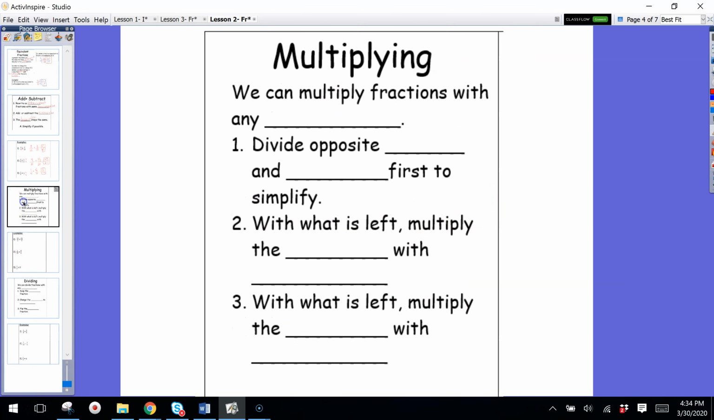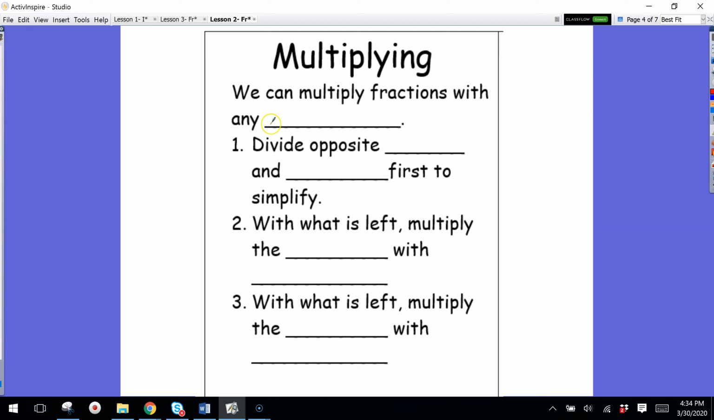Okay, now let's talk about multiplying. Multiplying is something that a lot of students come in and they know how to do it, but they do it the hard way. So we're going to talk about how we can do this a little bit easier. So first of all, you can multiply fractions that have any denominator. So we don't need a common denominator here because we're not trying to put them together. We're just trying to multiply them by each other.